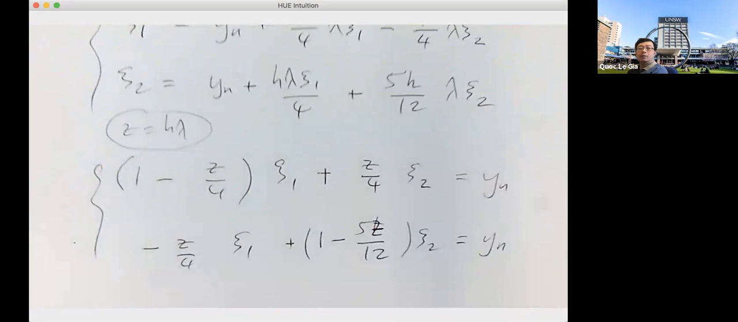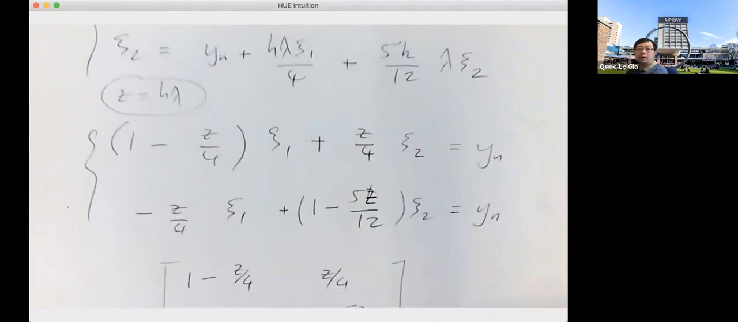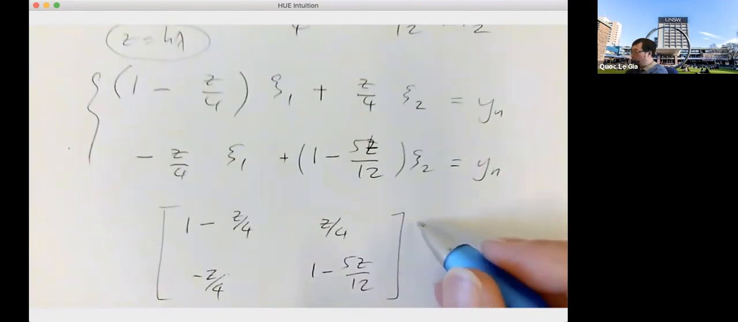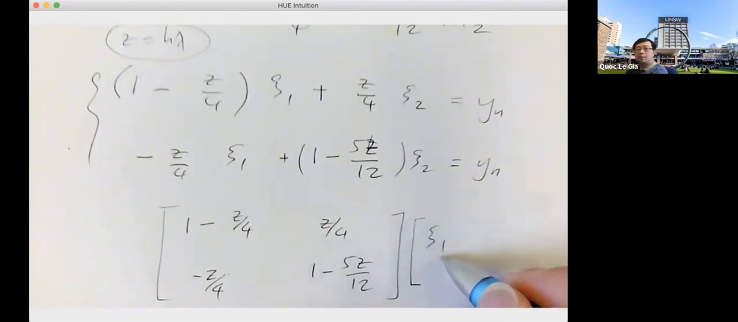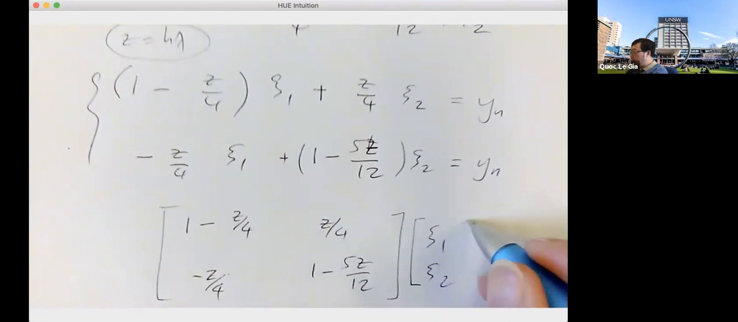Then I can write this down as a matrix: 1 minus z/4, z/4, minus z/4, 1 minus 5z/12, times Xi1, Xi2, equals Yn. You can solve by many methods, but at least one method is good enough.